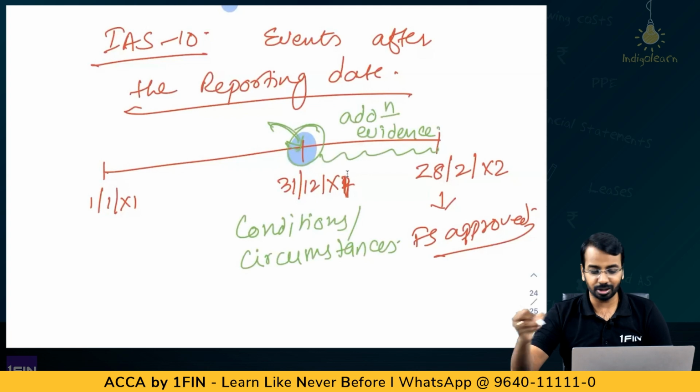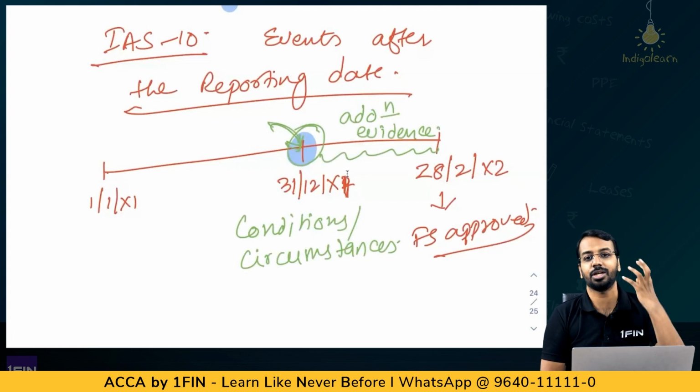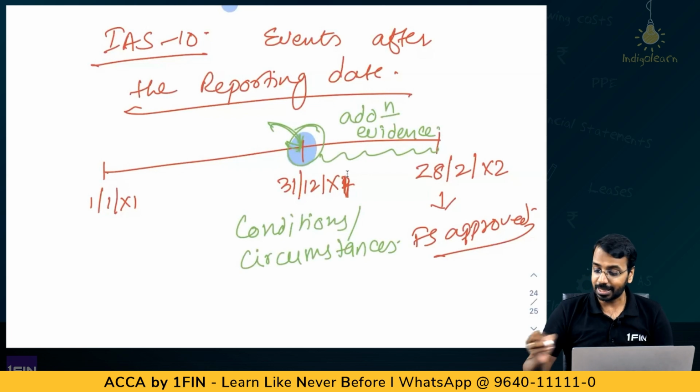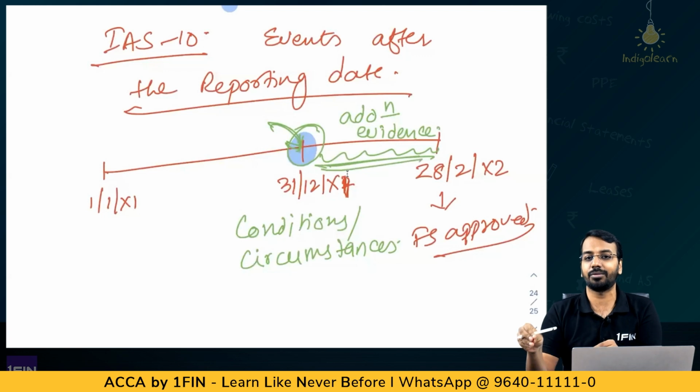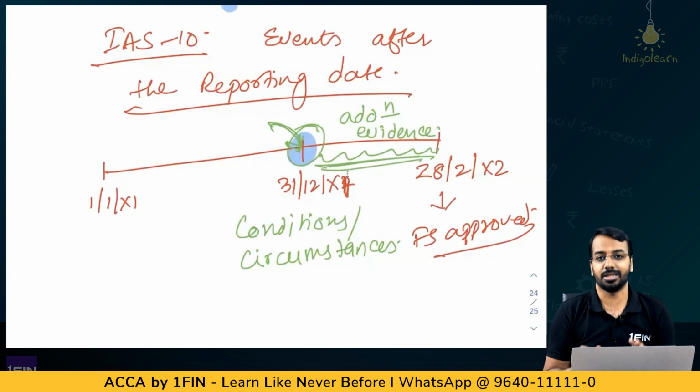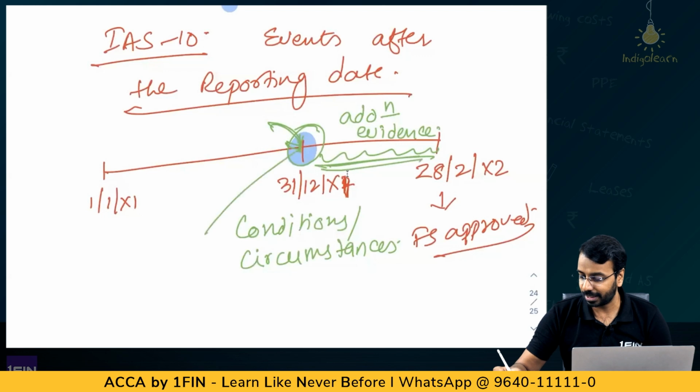So if there is a condition on this date, for example, there is a court case going on, is the condition existing on the balance sheet date? Yes. Then did we get any additional information about the court case subsequently? For example, we lost the case. On 31st December, case is going on, it is a contingent liability.